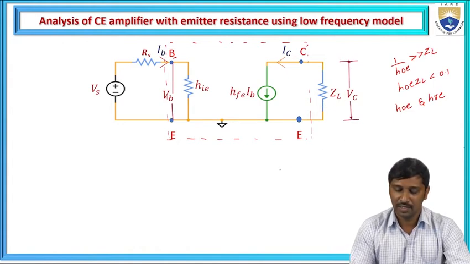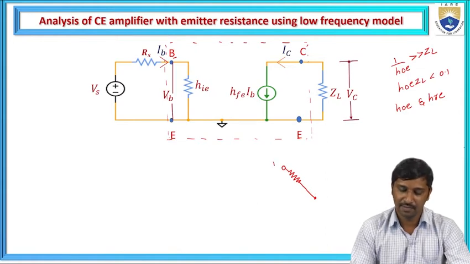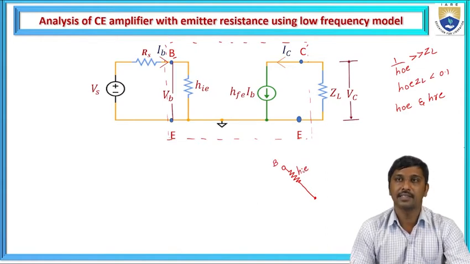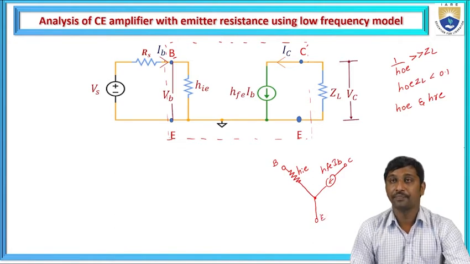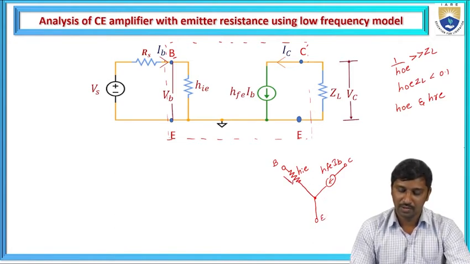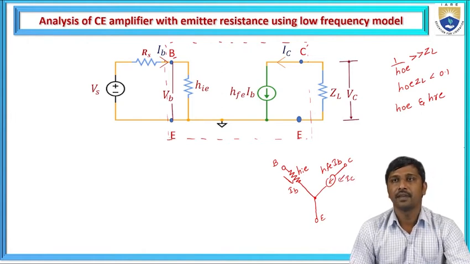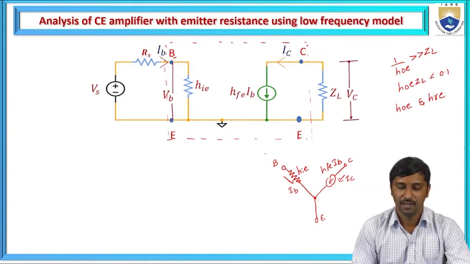So from that, we derive the equivalent generalized model for an amplifier. This is the base terminal, and here it is represented as HIE, and this is the current source across the collector. It is represented as HFE times IB, and this is the emitter terminal. So here it allows the base current, that is IB. It allows the collector current IC. So this is the generalized model for approximate analysis.